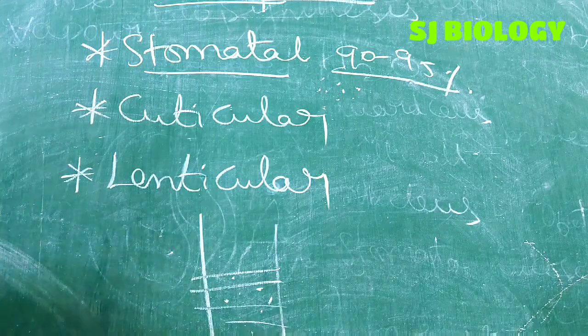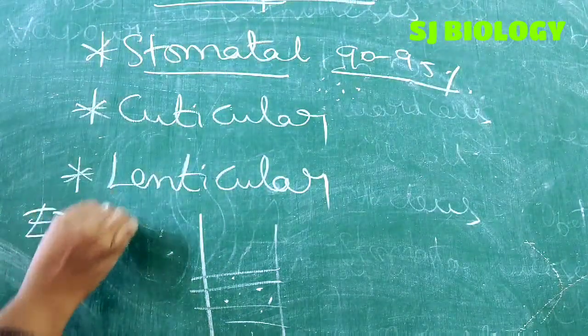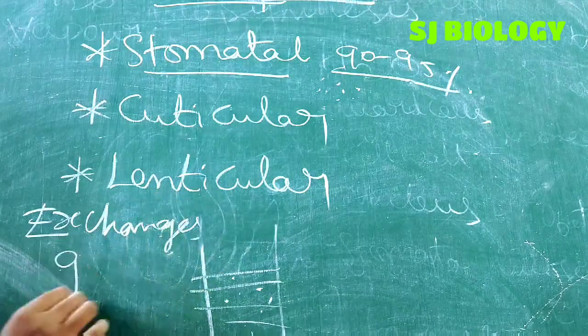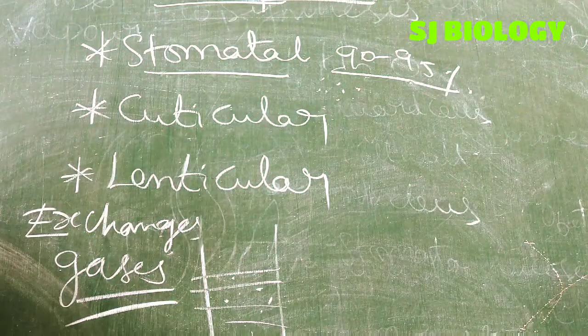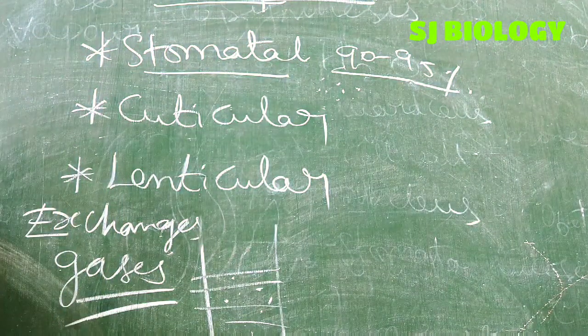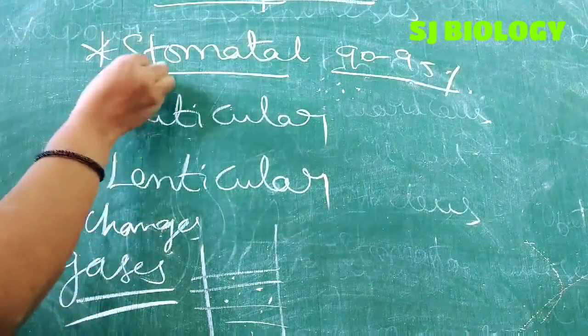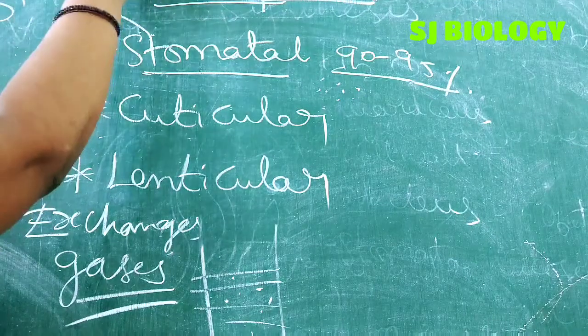So next, the exchange of gases. What is the exchange of gases? How do plants get air? The leaves have minute pores, right? That is called what? Stomata.